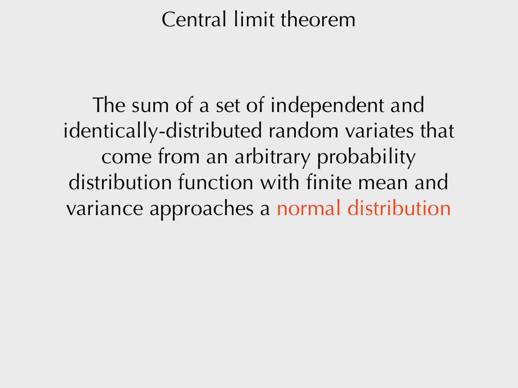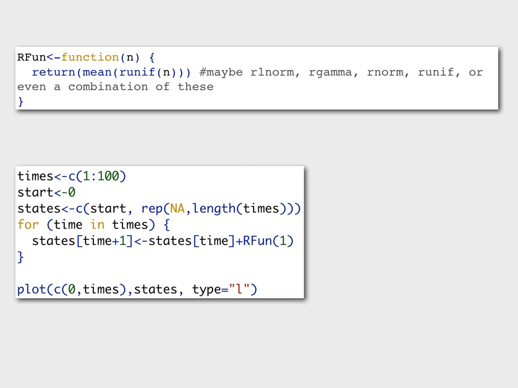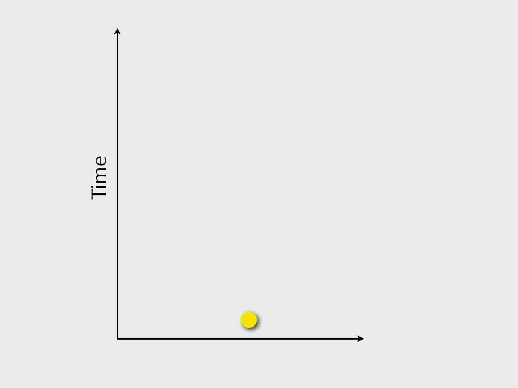Okay, this is cool. You can add up a whole bunch of things from any old function and get a normal out. And normal is good because we know how to use them for lots of things. We'll talk about how this relates to evolution in a second. Again, here's what you can do with that code.